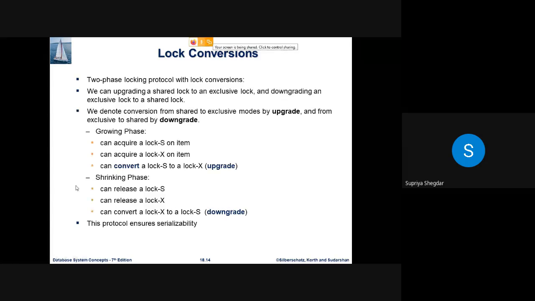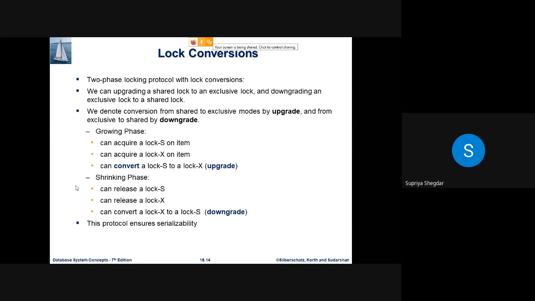So this one is for the two-phase locking protocol. With the help of the two-phase locking protocol, we can use the lock conversion. Lock conversions are nothing but upgrading or downgrading of the lock. Upgrading means shared to the exclusive mode, we just convert the shared mode lock to the exclusive mode lock, and downgrading is nothing but we just convert the exclusive mode lock to the shared mode lock.